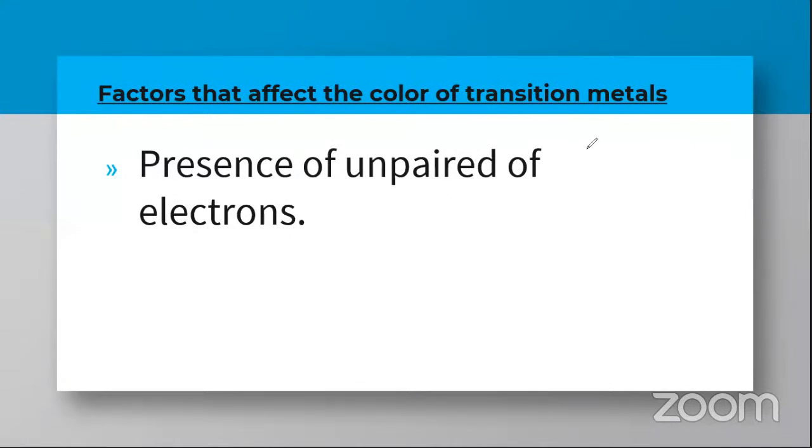And here we have to be specific. In the 3d sub-energy level, presence of unpaired electrons. Take an example. If we have iron, if it has, let's say, 4s2, then 3d6. I hope it has 6.